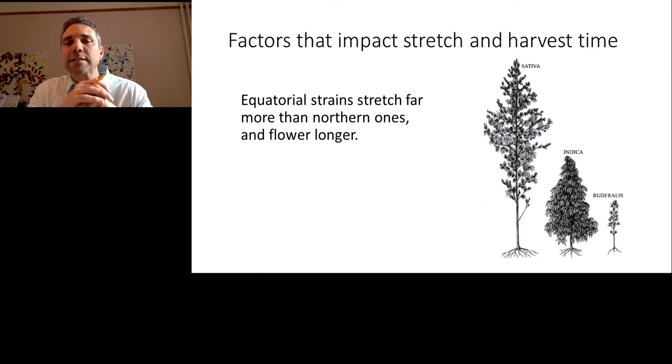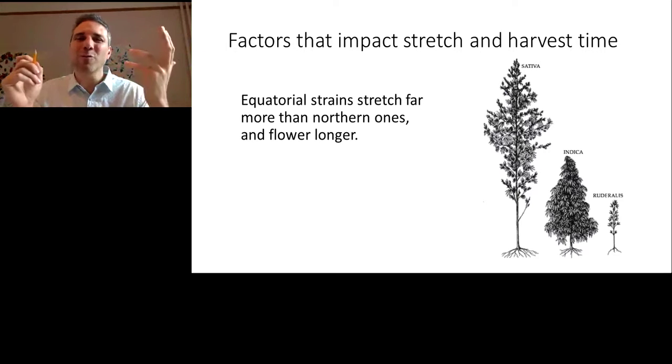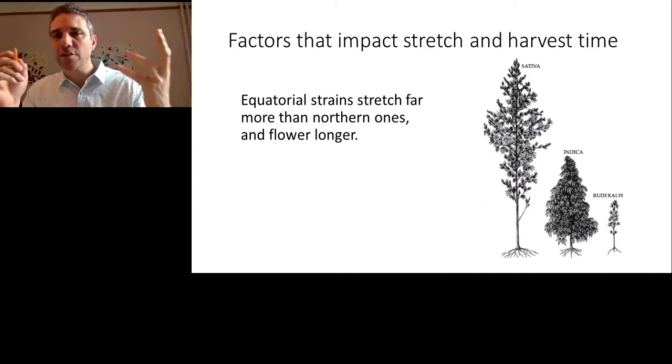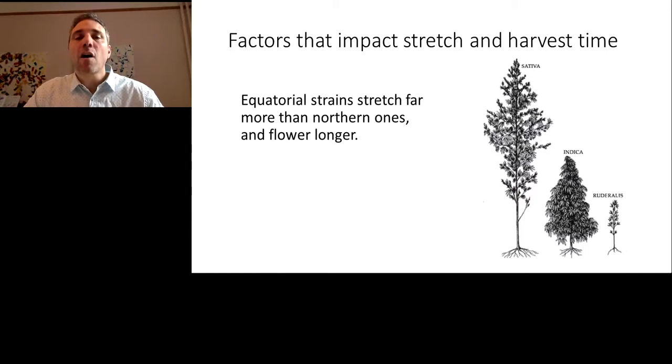Lots of things impact the relative size of a plant at its veg stage versus its bloom or flower stage. One of the most important is genetics. Plants that have evolved closer to the equator, which we commonly refer to as sativa strains or sativa genetics, are much larger at maturity and have much longer flowering periods compared to plants that evolved in more northern regions.